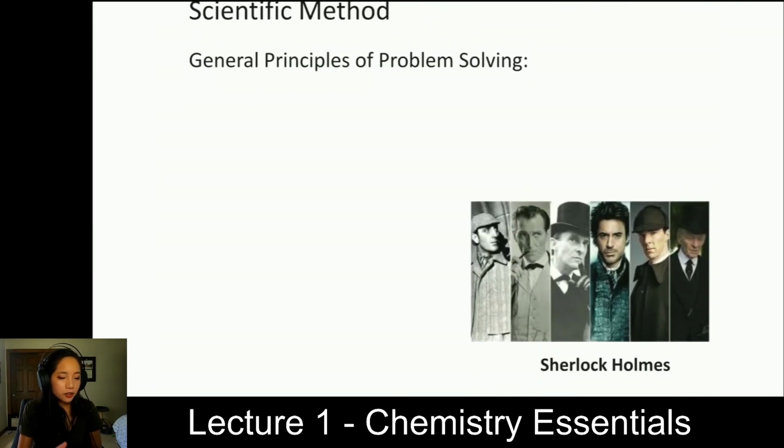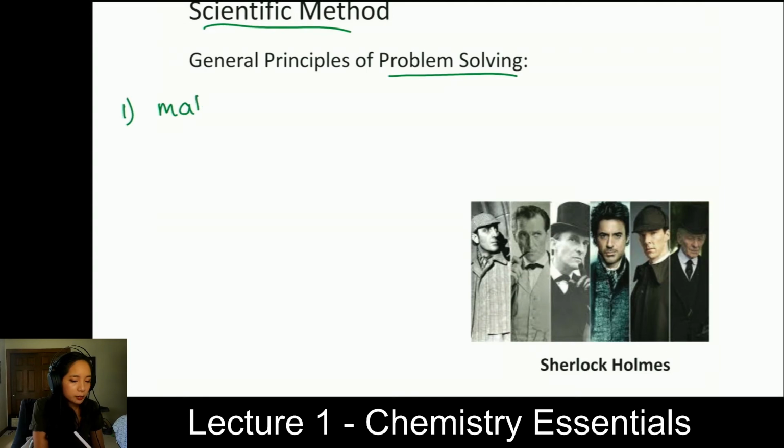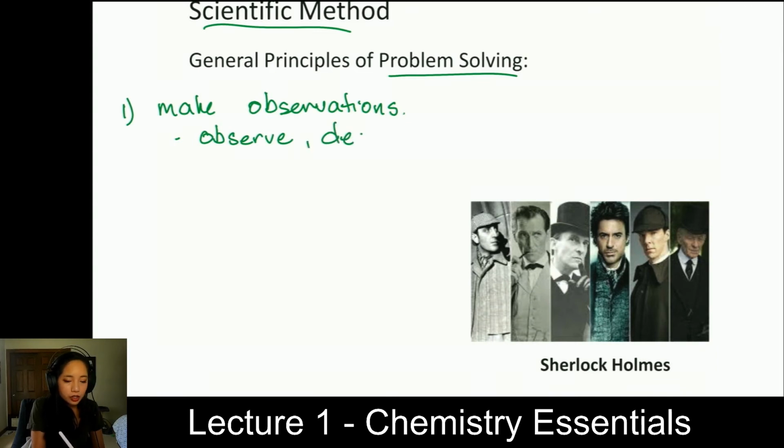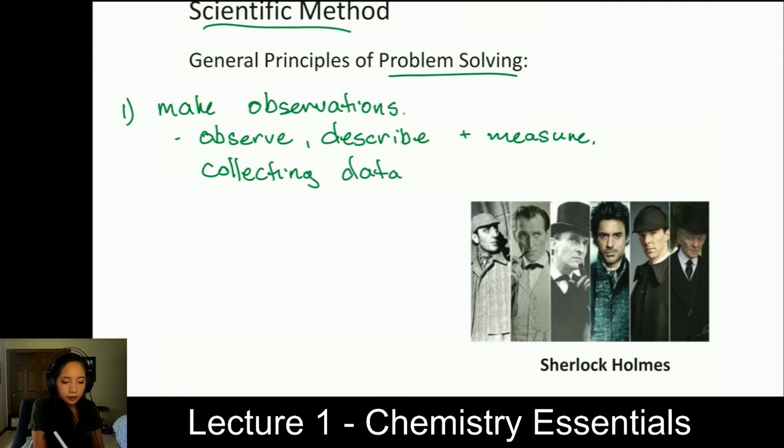So, more specifically, the general principles of the scientific method, or you can think of it as like problem solving, the steps to the scientific method. The first step is always to make observations. So that means we want to observe the things around us, we want to describe the things around us, and measure the things around us. So we're essentially just collecting data and facts.